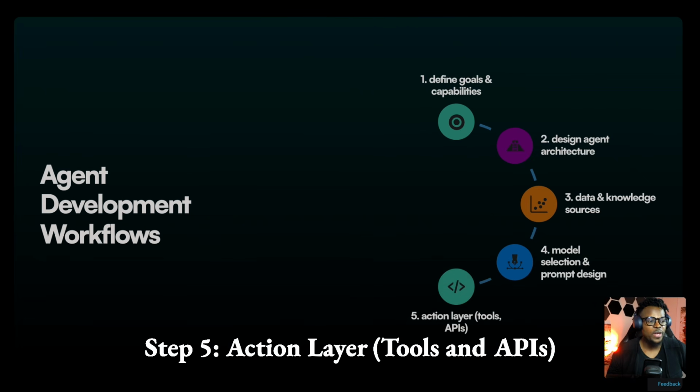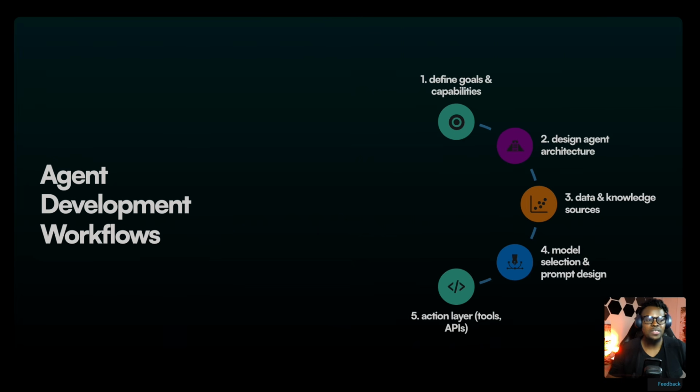And next, we have the action layer. So the action layer is where we implement tools and APIs for our agent. And this is one of my favorite parts, right? Because this is what separates a simple chatbot from a true agent. A chatbot can maybe talk about or give you information about the weather, but an agent can call the weather API and tell you what the real weather is right now.